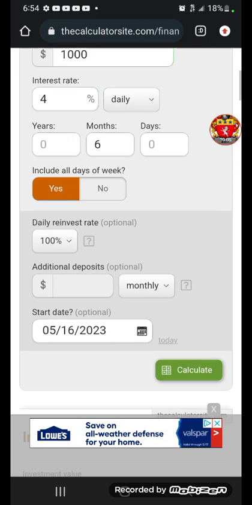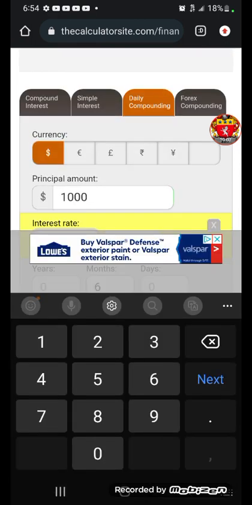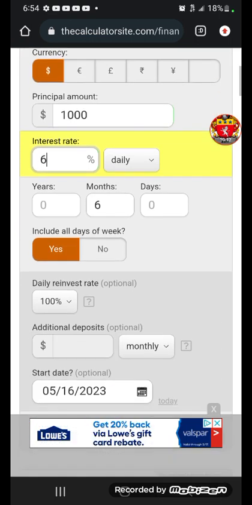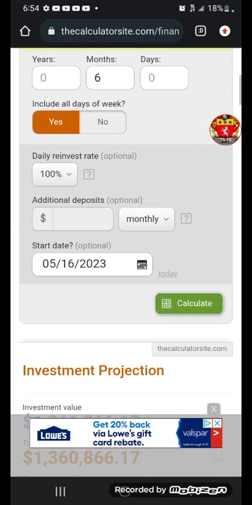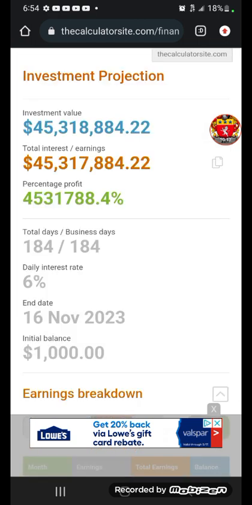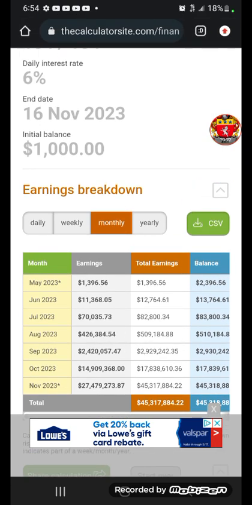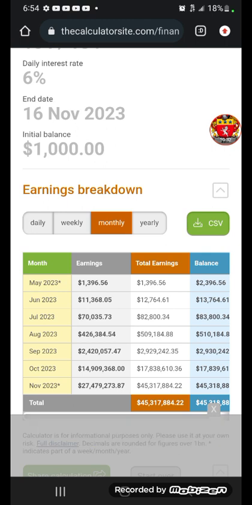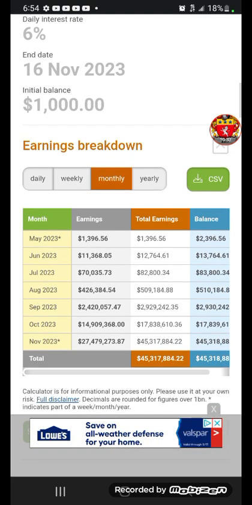Now the actual number is more like 6%. And let's see what that brings us after 6 months. $45 million. That's $1,300 your first month. That's about right. That's $11,000 your second month. That's about right. $70,000 your third month. $400,000 your fourth month.